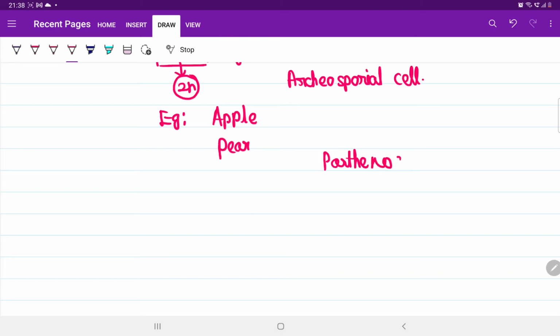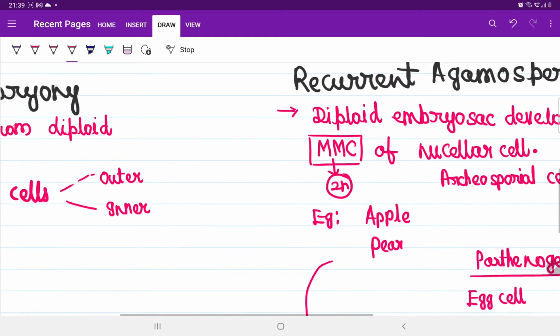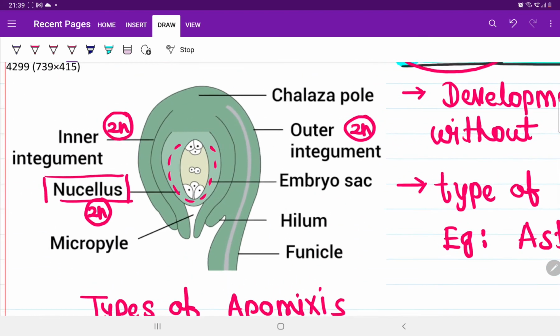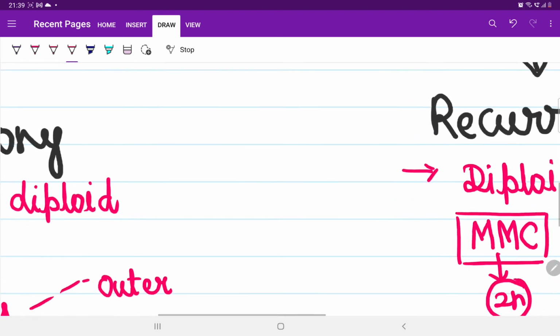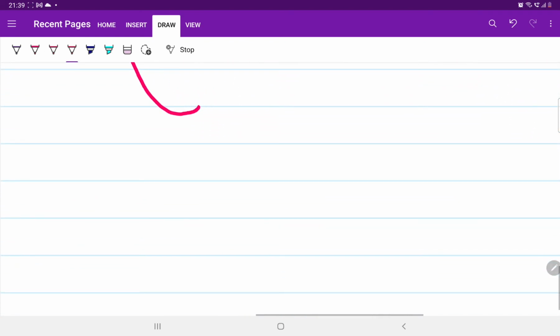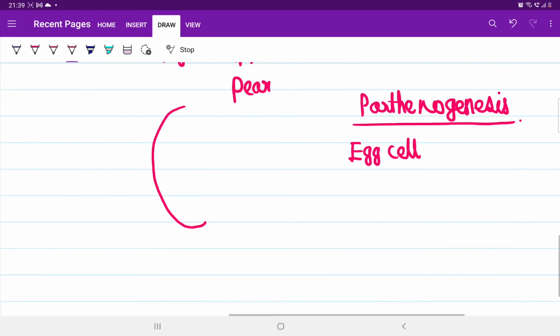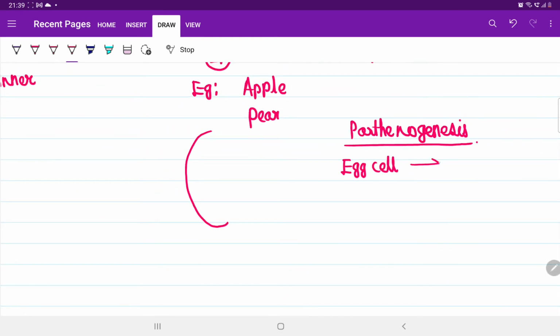Parthenogenesis. Please do not get confused about what parthenogenesis is. Try to understand. The egg cell is a haploid cell. If this is the embryo sac, students, this is the egg cell. If the egg cell alone develops into the embryo, we call it parthenogenesis. So in parthenogenesis, the egg cell develops directly into the embryo.